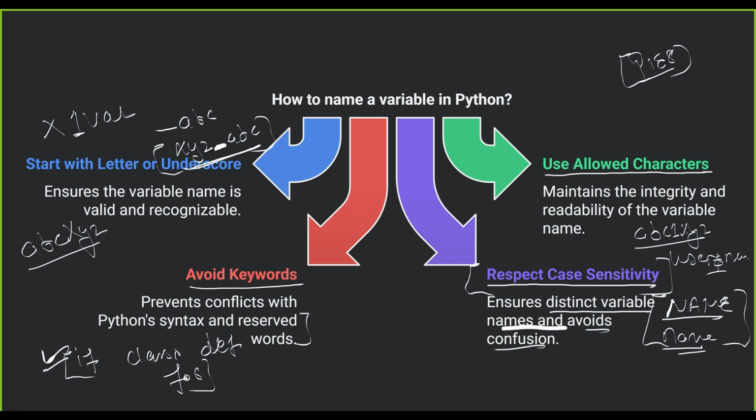No spaces are allowed. In a Python variable, we cannot write any space, so ABC space XYZ should not be used. The ideal way, as I told you, is to use the underscore only. So these are the points and the ways we can declare Python variables.